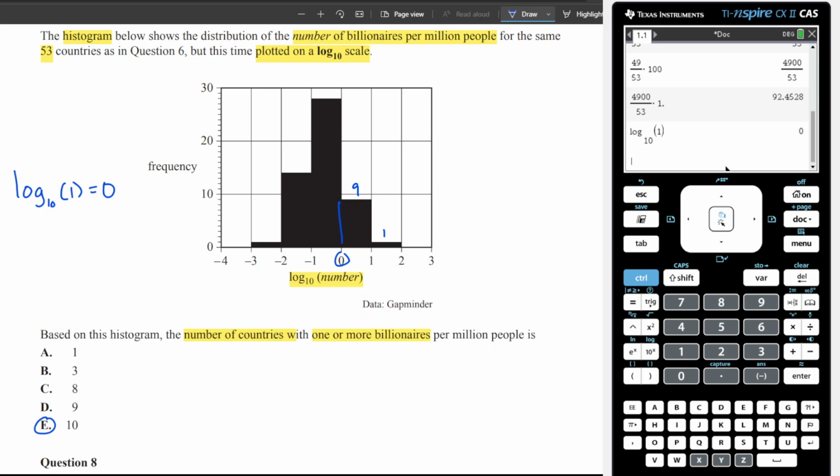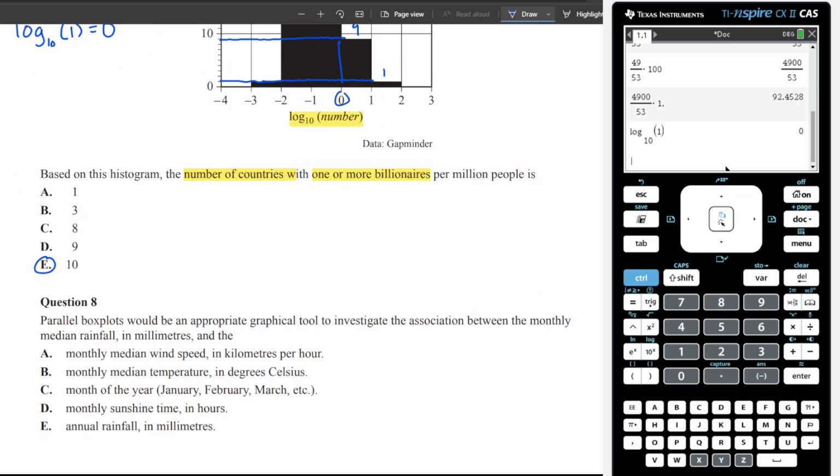Now, we'd want to be careful to make sure that this is a 9 and actually draw a line across just to make sure. It is 9, and then we do have 1 at the end, and we can draw a line across that one as well, just to make sure. All right, so let's move on to question 8.